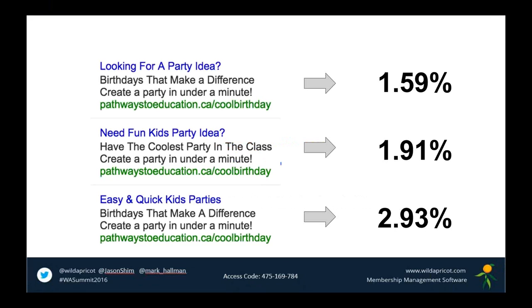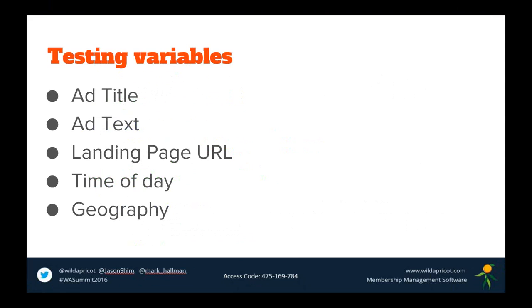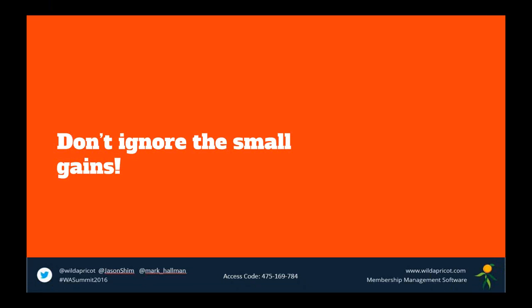And don't discount the small incremental gains, because those are the types of gains that you'll see in AdWords. You don't typically see giant 20% leaps. You'll see increments of about a percentage point or so or less, but you'll see that gradually increasing over time. So the kind of variables that you can test are things like ad title, ad text, your landing page URL, the time of day that the ad shows, as well as geography. So, targeting different cities and seeing what ad may perform best in, perhaps, a rural versus an urban area, or other postal code geo-targeting kind of things. And as I mentioned, don't ignore the small gains.